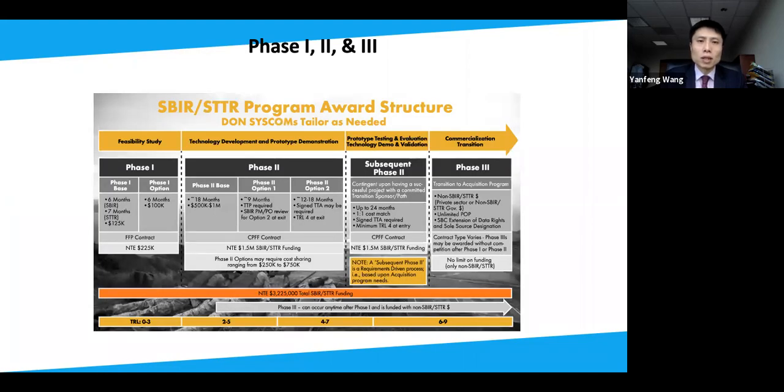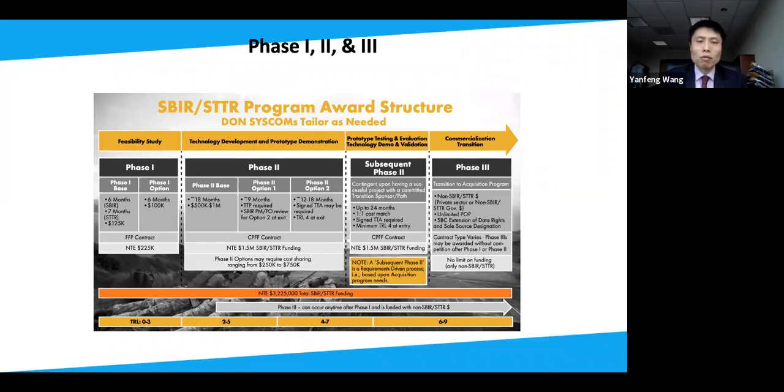Let's look at another example. This is one of the DoD, Department of Defense, examples. Here, as you notice, there's DON down. That refers to Department of Navy. Essentially, we are looking at Navy SBIR and STTR. As we can see, there are also 3 phases.